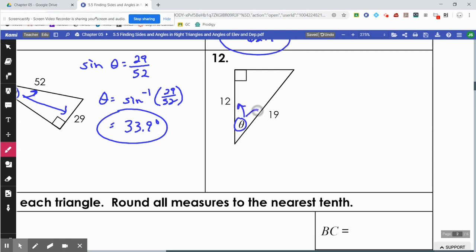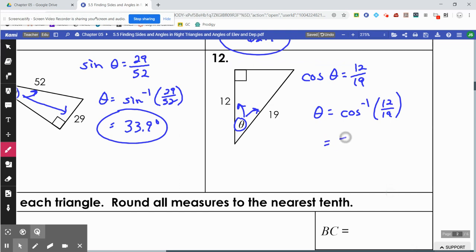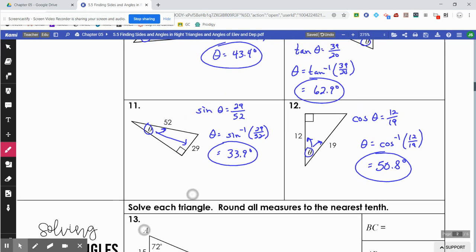And the last one of these, here's my angle. This is adjacent and hypotenuse. So that would be a cosine problem. The cosine of my angle is equal to adjacent over hypotenuse. So therefore my angle would be the inverse cosine of adjacent over hypotenuse, which is going to be about 50.8 degrees.